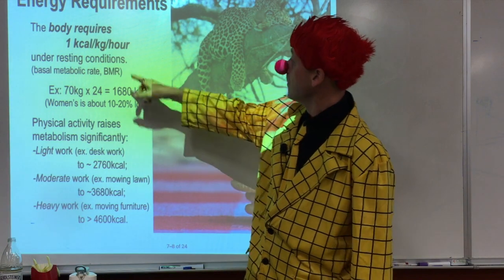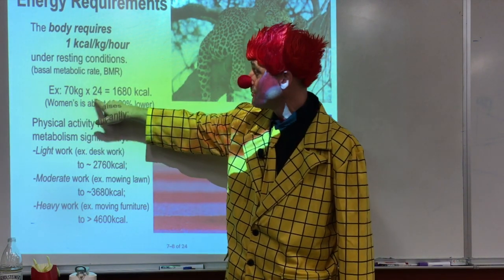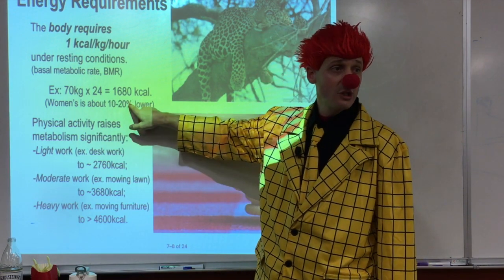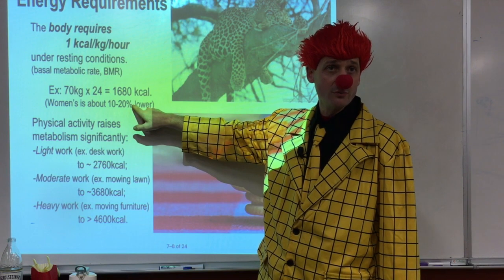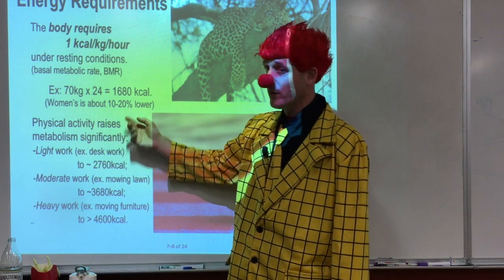And then that per hour times the hour, so 70 kilograms times 24, that's 24 hours. That's what you use per day just by laying around. That's what your body uses, more or less. So about 1,700 kilocalories. Ladies are a little bit lower. I don't know why.